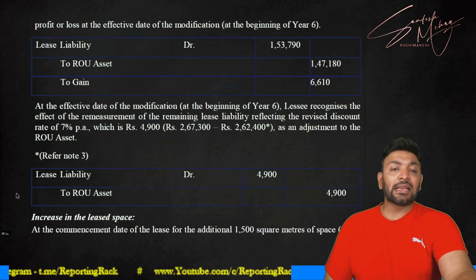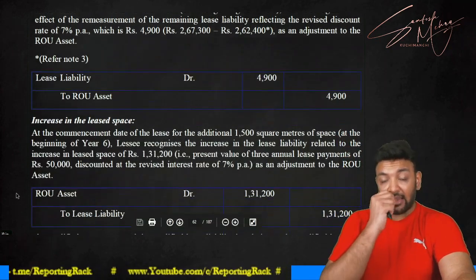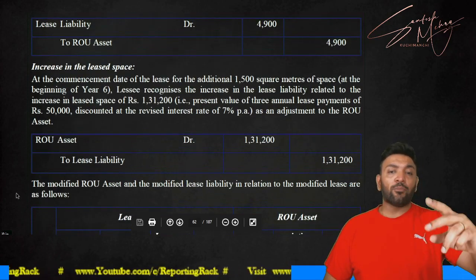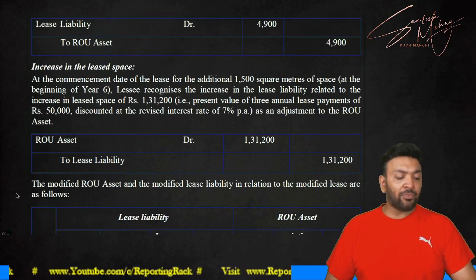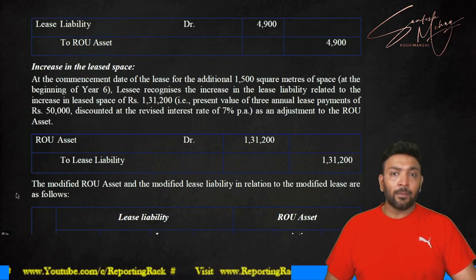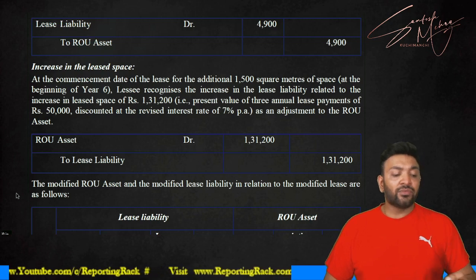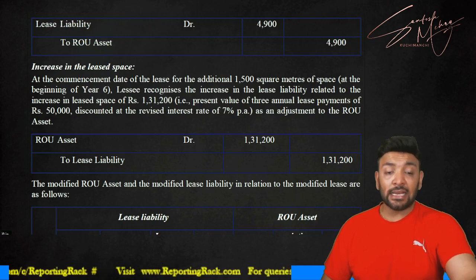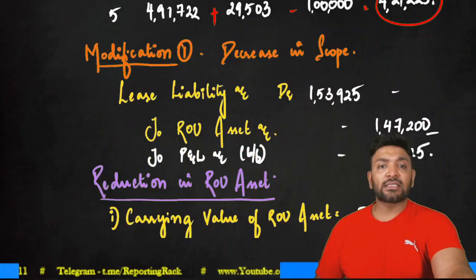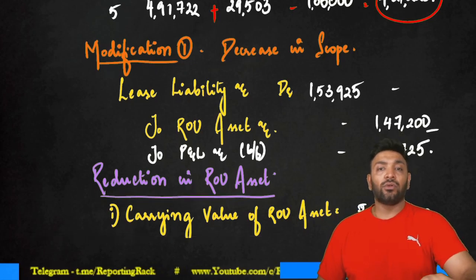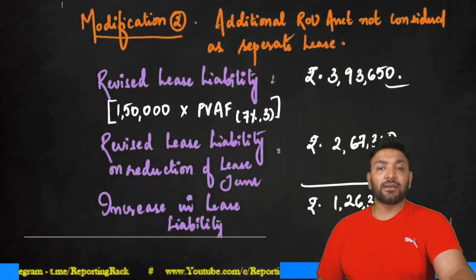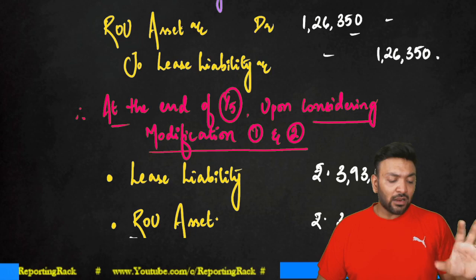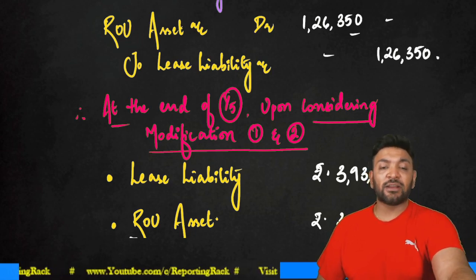He is identifying the increase in value of lease liability by increase in the value of discount rate as well. Increased lease space he has taken separately. You can combine both of them. If you combine both of them, 131,200 minus 4,900, the net increase is 126,300. 126,300 is the entry that I should have passed, because of increase in scope of lease. 126,350 I got. Not 300, I got 350. Absolutely fine. A little bit of approximation error is always fine.